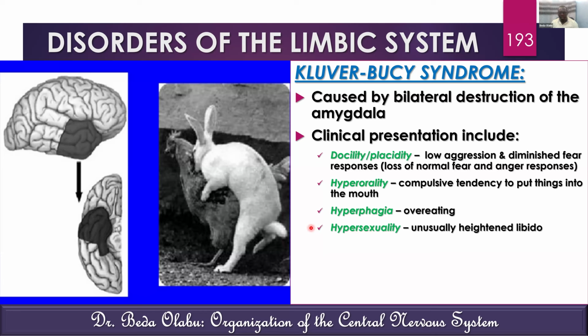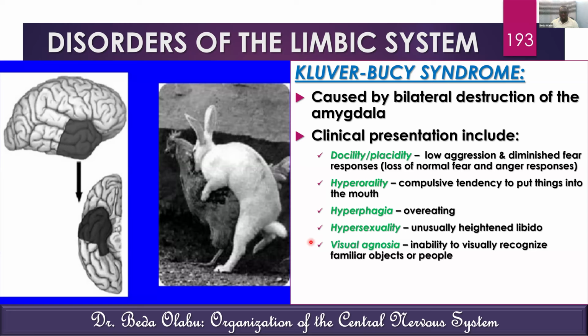People or animals which have this particular condition have been noted to have increased sexual desire, even across species, like in the image shown there, where you can see a rabbit with a hen, for example. And the hen may not even be female; it can even be male. So basically, some unusual heightened libido, that's hypersexuality.